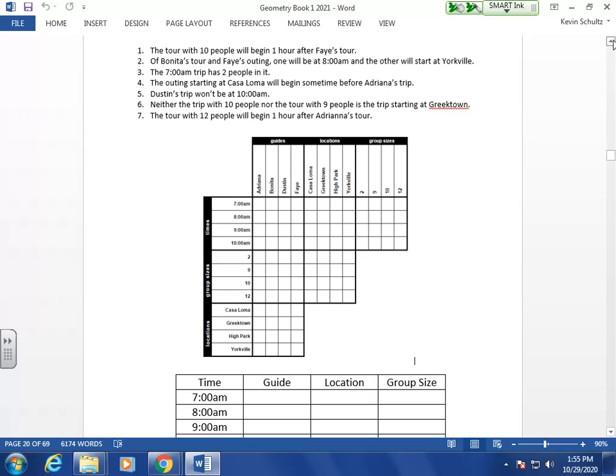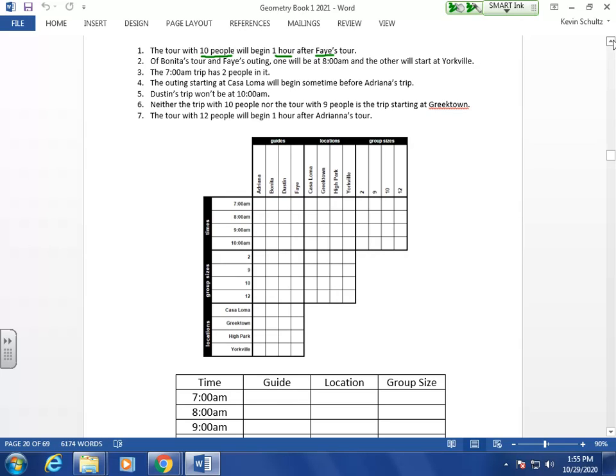The tour with 10 people will begin 1 hour after Faye's tour. So look at what each thing is giving you. This particular clue mentions something about group size, 10 people. It mentions something about time, 1 hour, and it mentions a person, Faye. Is there anything that you can either determine or eliminate based off of that clue alone?